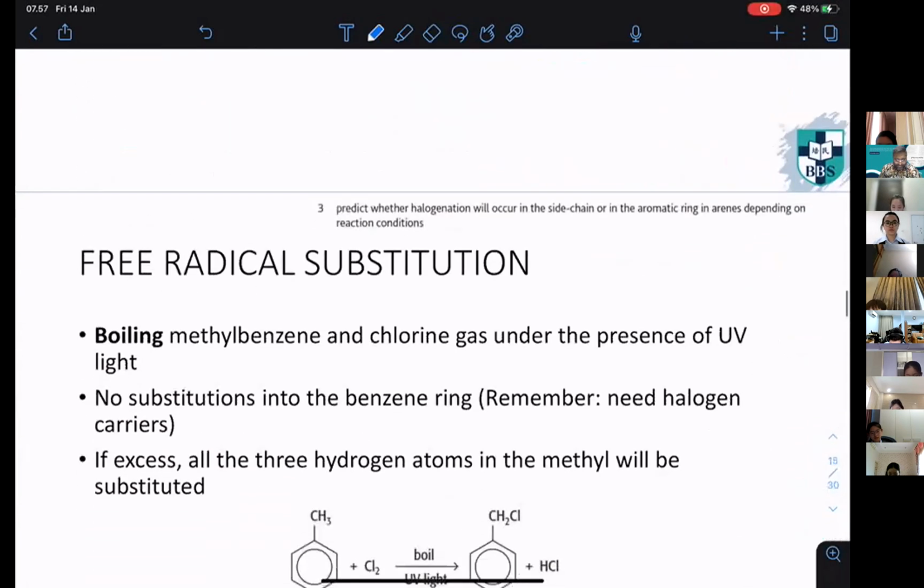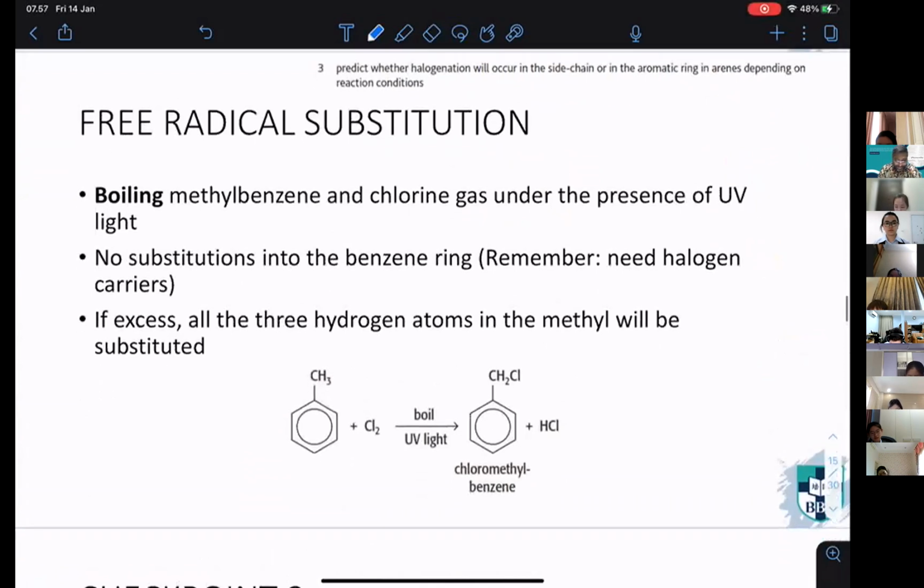The next is the free radical substitution. Earlier we learned about electrophilic substitution, so this is going to be a different mechanism. This reaction is for methyl benzene, and the condition is going to be boiling. Why boiling? Because for free radical substitution, generally we use sunlight or UV light. That's it, the reaction will happen.